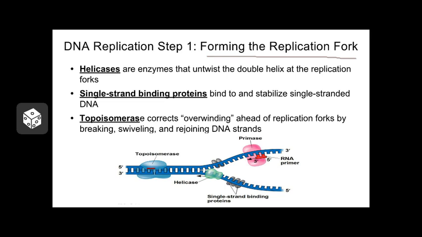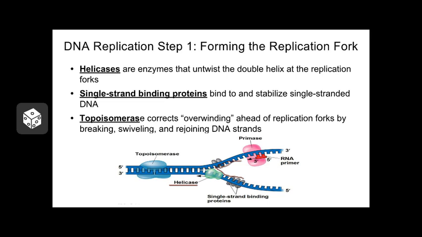First of all, we have helicase. Helicase is responsible for breaking the hydrogen bonds between the bases and opening up this fork area. So that's helicase. The name helicase tells you what it does. It unwinds the DNA helix.